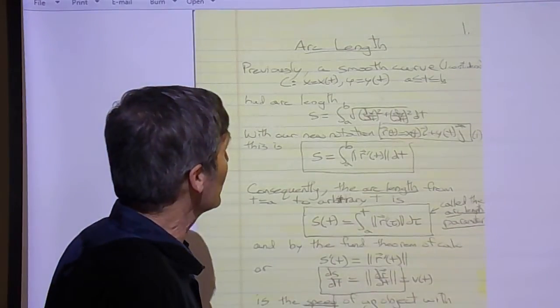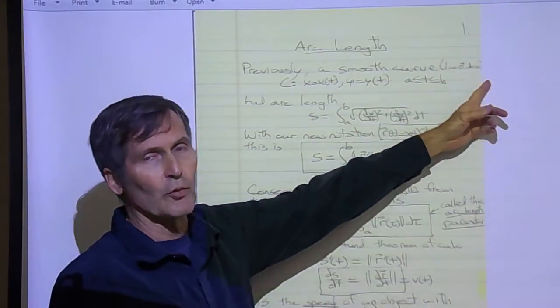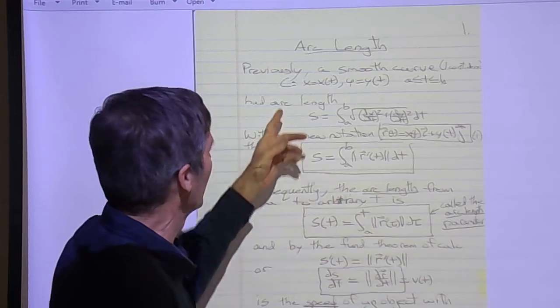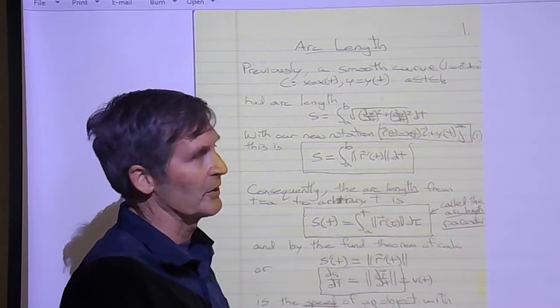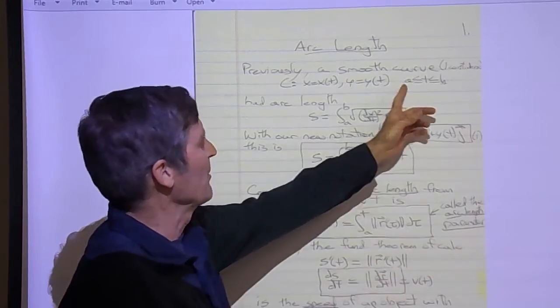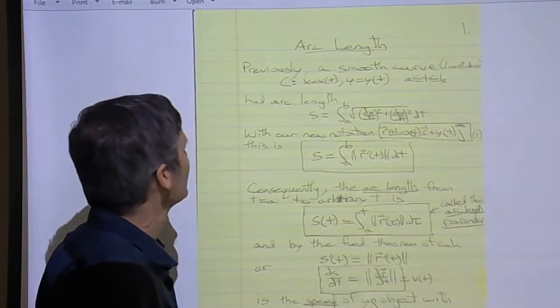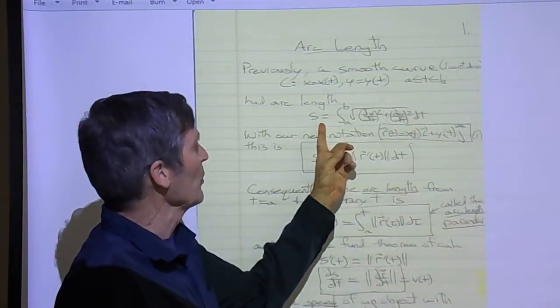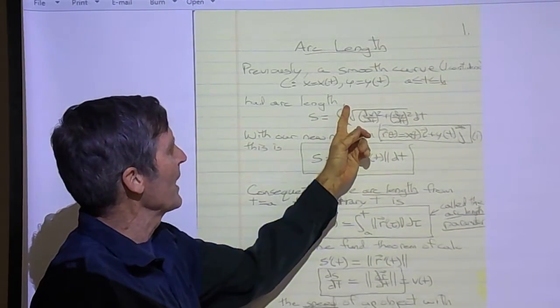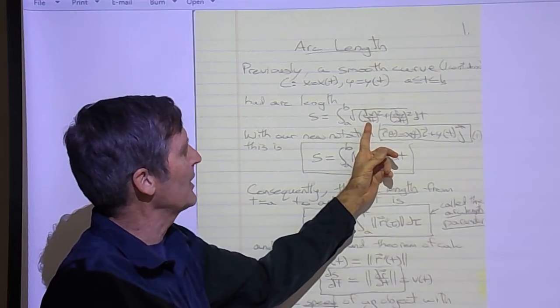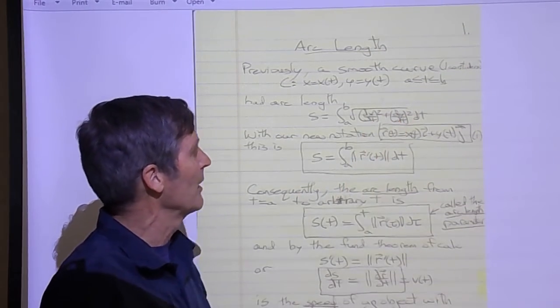Previously we had a smooth curve. That means a curve with at least one derivative for the components, right? x equals x of t, y equals y of t, with their first derivatives continuous at least, maybe more, on some interval, maybe a to b. And we've derived this arc length formula that s is the integral from a to b of the square root of (dx/dt) squared plus (dy/dt) squared.